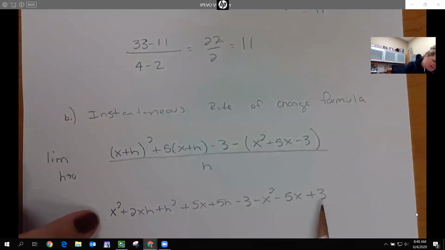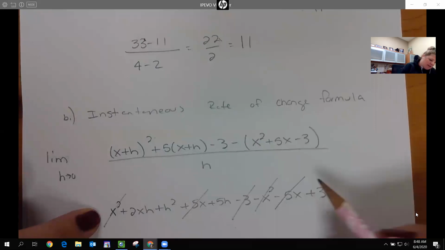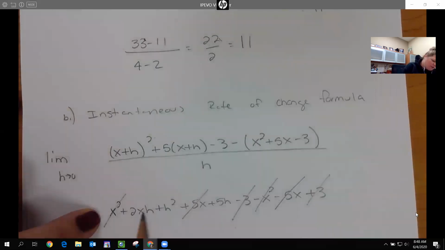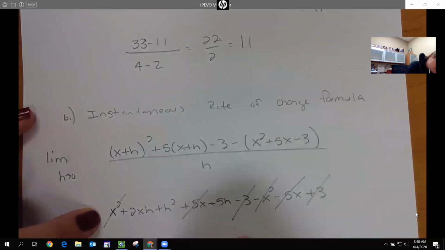So I see a negative 5x and a positive 5x. I see an x squared and a minus x squared. I see a minus 3 and a positive 3. So I'm left with these 3 terms. So I have 2xh plus h squared plus 5h over h.